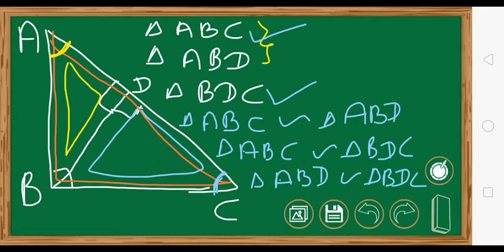Okay. So this is your similarity in right angle triangles. All the three triangles are similar to each other. First we showed one smaller one similar to the big one, second smaller one similar to the big one, and both the smaller ones then similar to each other.